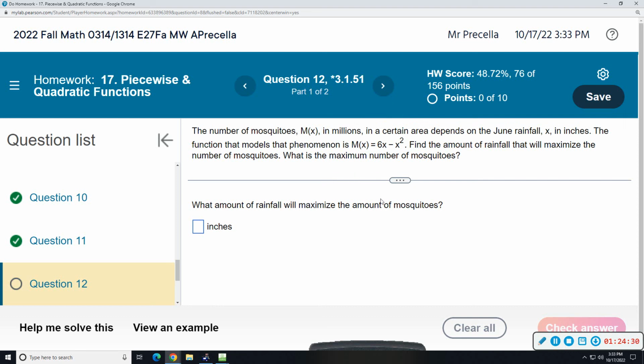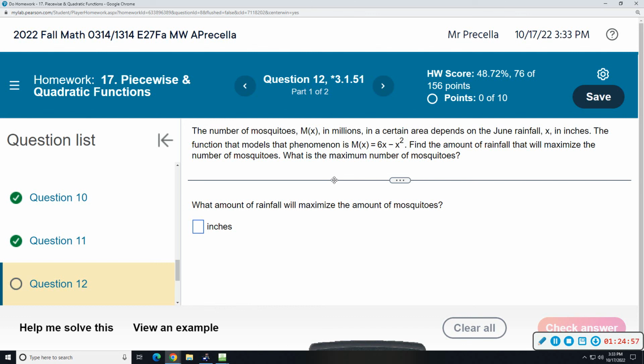Here on number 12. Oh, this one applies given the number of mosquitoes here in Corpus lately. The number of mosquitoes, M of X, in millions in a certain area in Corpus Christi or South Texas depends on the June rainfall X in inches. Well, that would be easy. There was no rain in June in Corpus Christi. It all came in September, right? Find the function that models that.